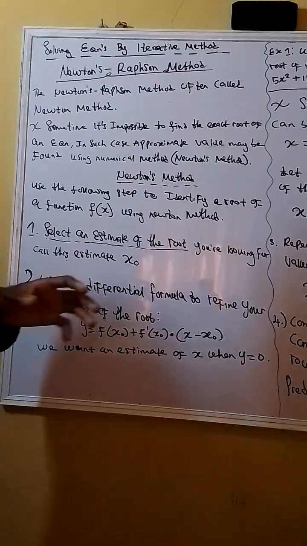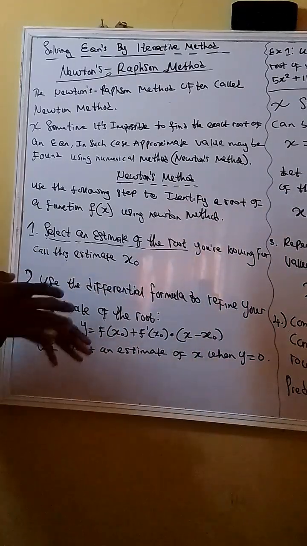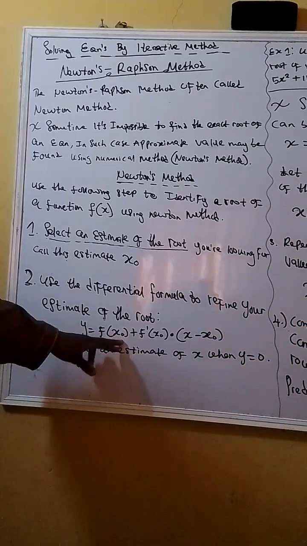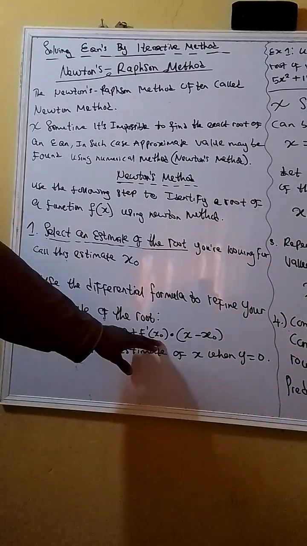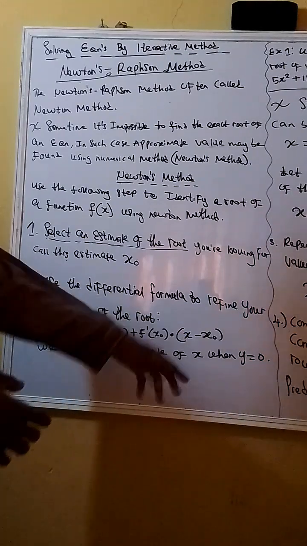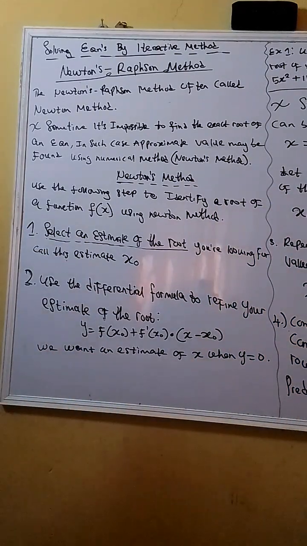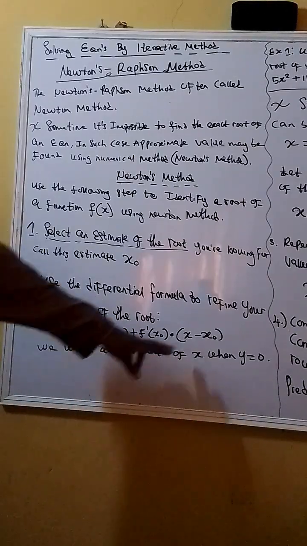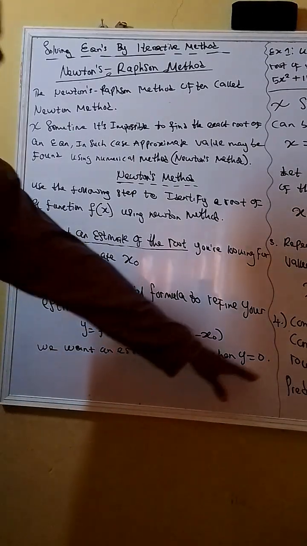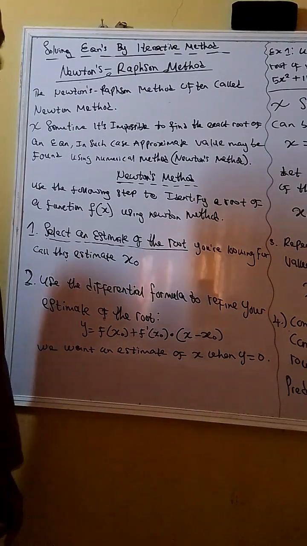The third thing we want to talk about, after differentiating the function, is breaking it down as y equals the function of x naught plus the derivative at x naught times the variable minus x naught, like the next value, a change in the variable. We want an estimate of x when y equals 0, that is, when the function of x equals 0.